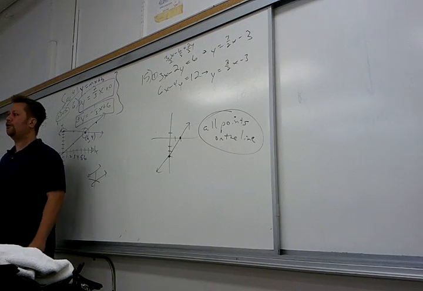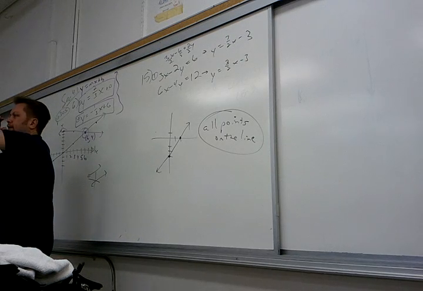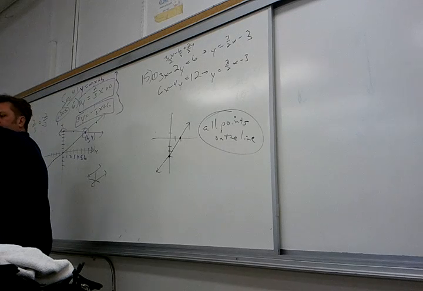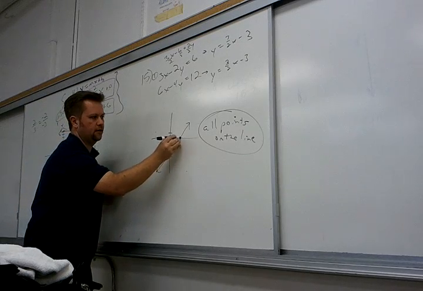Now think about it. Why does that make sense? The answer is always the points where they meet. If you draw one and the other one's right on top of it, how many points do they meet at? Infinite number. What are those points? Every point that's on the line. They don't meet at that point. They don't meet at that point. They meet at every point that's on this line.